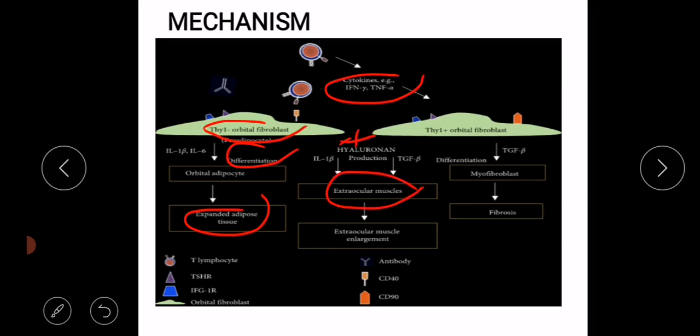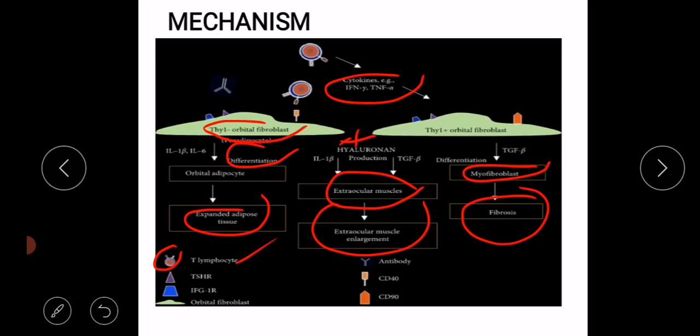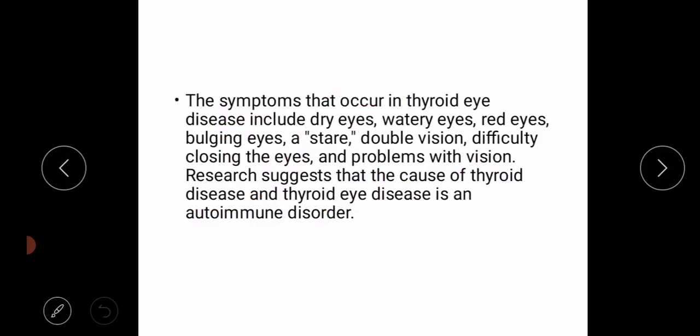extraocular muscles also show enlargement due to deposition of this hyaluronic acid. Furthermore, when myofibroblasts are activated, fibrosis occurs. Here you can see this sign indicates T lymphocytes and this sign indicates antibodies. So it is an autoimmune response. In this, adipose tissue is expanded and extraocular muscles are enlarged and fibrosis occurs.